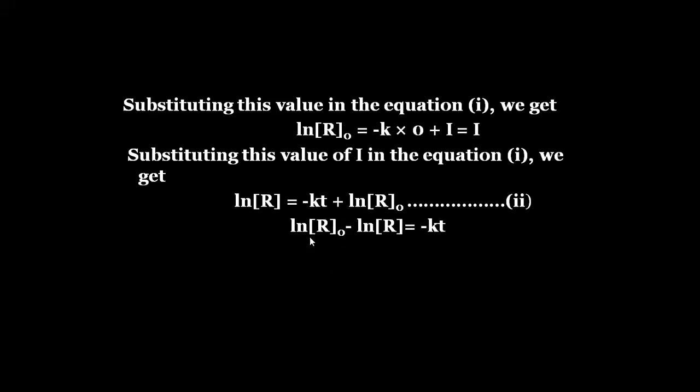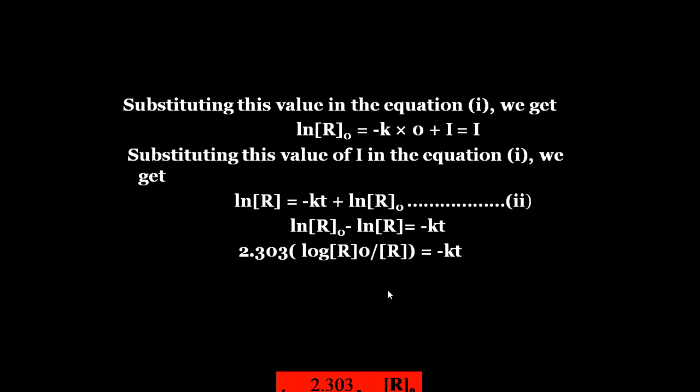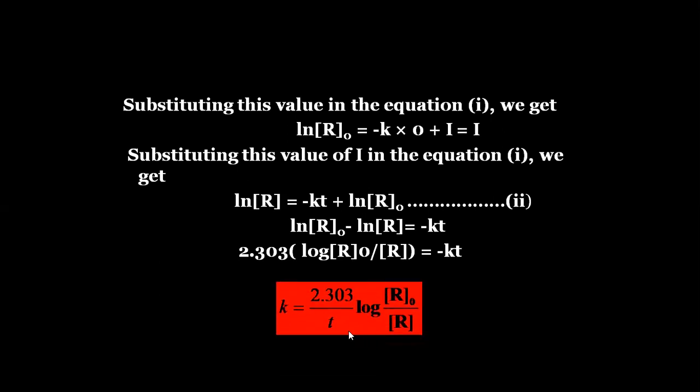So now I'll bring ln r to the right hand side, so it will become ln r naught minus ln r. There is a slight mistake over here. It will not be minus kt, it will be just kt, please change that, since it is going to the other side. So it will be 2.303 times log r naught by r.